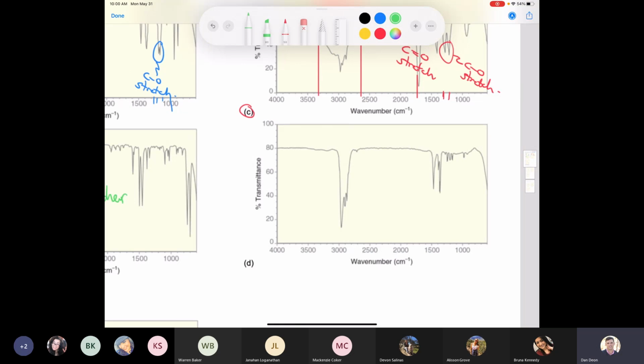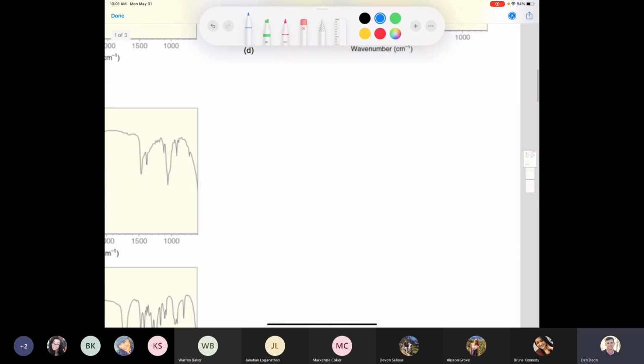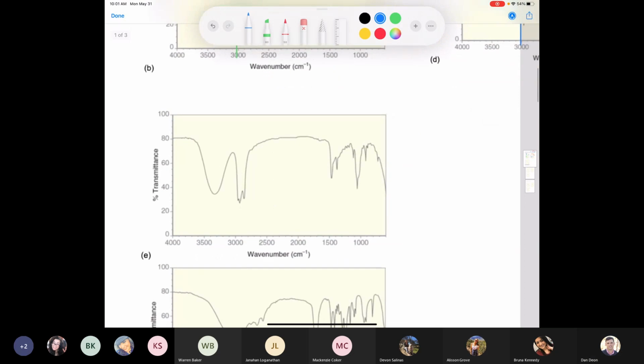What about D? For D, I'd say it's neither again. There's nothing here, no oxygen-hydrogen stretch. And here it's neither as well. Let's try a couple more. What about E?